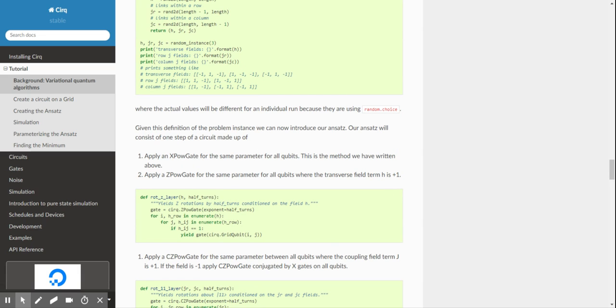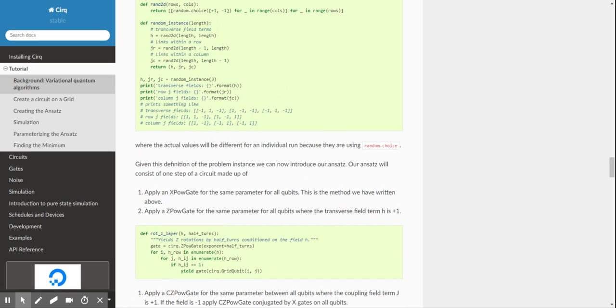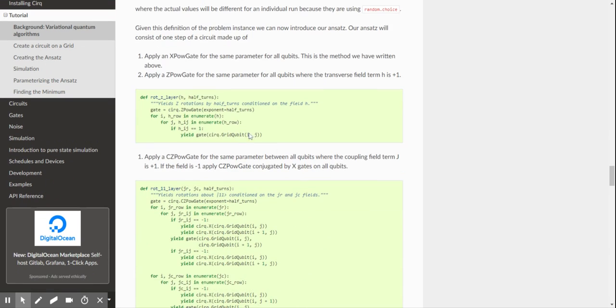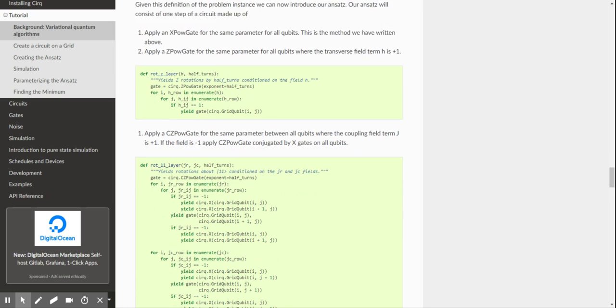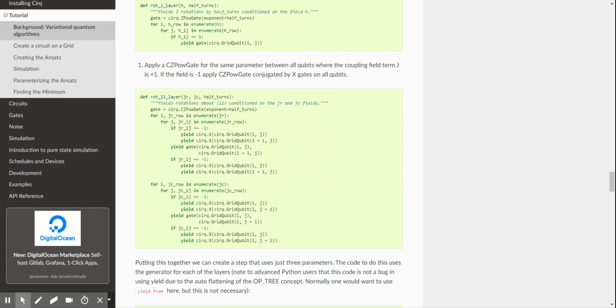So you're making a different, you're kind of differentiating the ones where the field interaction is not +1 with +1. Okay, so it's only +1 -1. So 0 is not a possible number in the initial problem representation. So okay, so you do that here. Half turns, and I mean, half turns is going to be basically the parameter that you're going to play with in terms of optimization. Then apply a control Z, doesn't it?